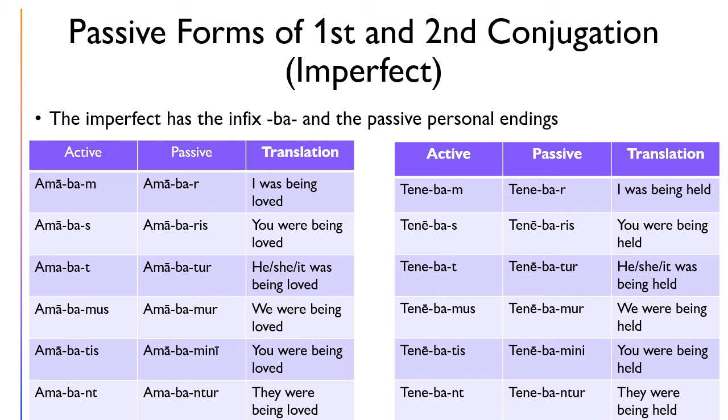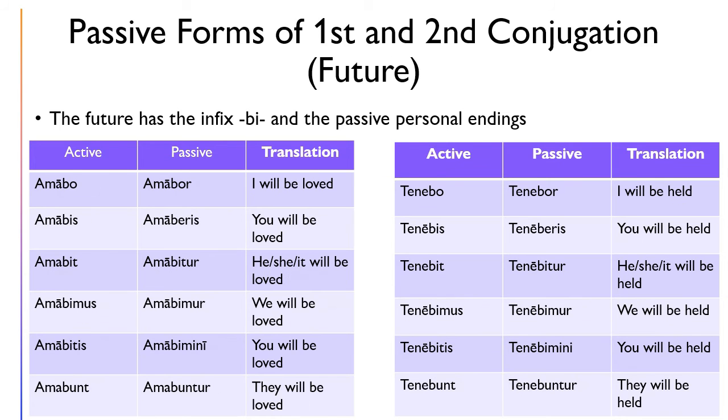Here, the thing is similar. Once you take the stem and you add the infix, the only difference is to change the personal endings, and then you will have formed the passive. The future is slightly different from the imperfect and the present because here we can see that sometimes the theme vowel changes. But the formation of the future is similar to the active verbs. So you just need to add the infix be and the passive personal endings.